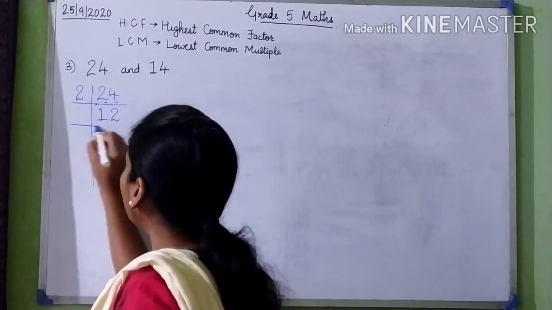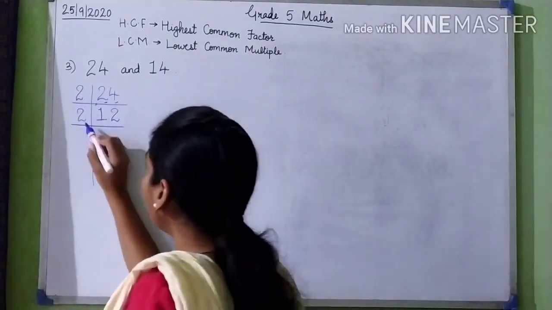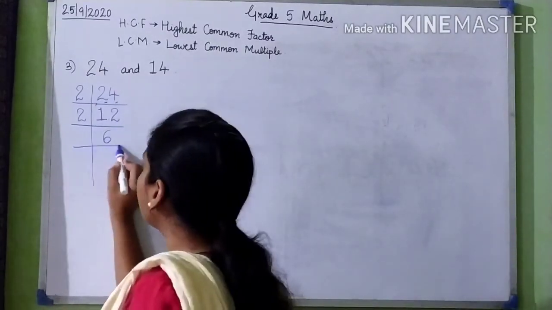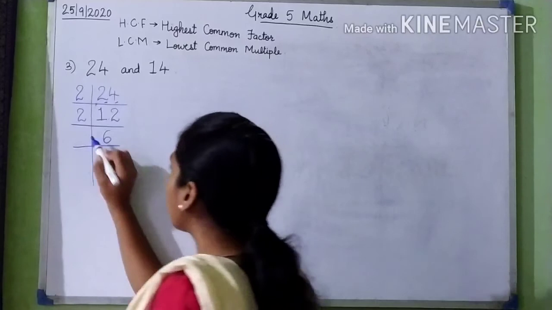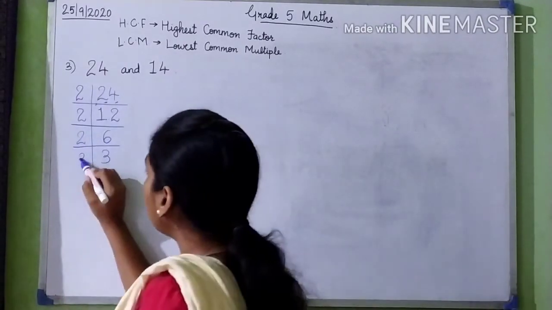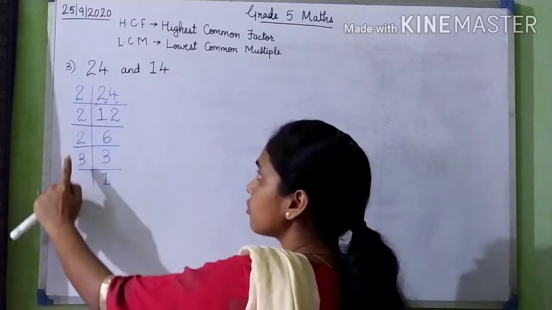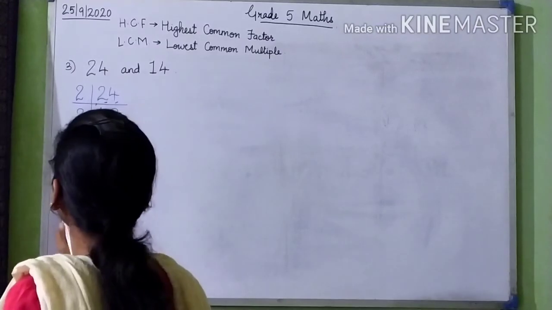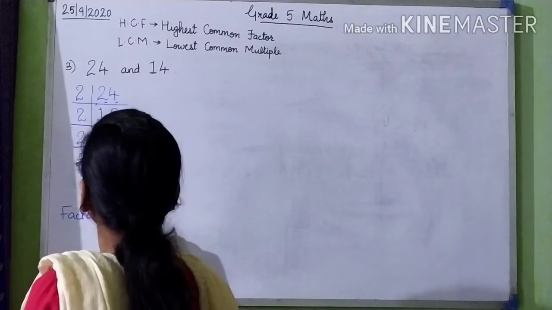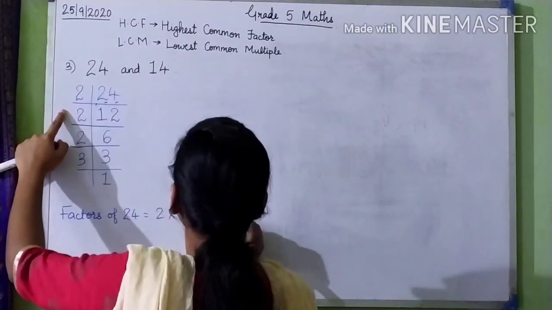Now 12 can be divided by 2. 2 into 6 is 12. Then 6 again can be divided by 2. 2 into 3 is 6. Then 3 into 1 is 3. So these all are the factors of 24. So factors of 24 are 2 into 2 into 2 into 3.